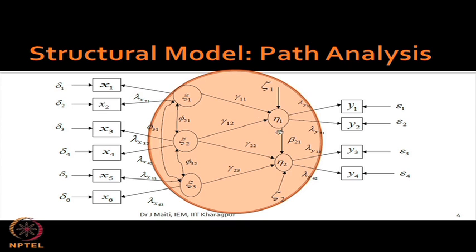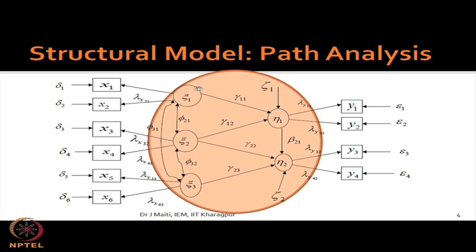Now, from the eta 1 point of view, eta 1 is affected by xi 1 and xi 2, and eta 2 is affected by xi 2, xi 3 as well as eta 1.